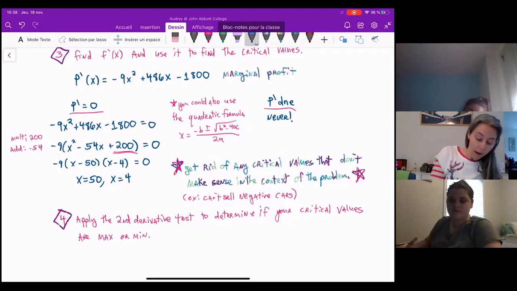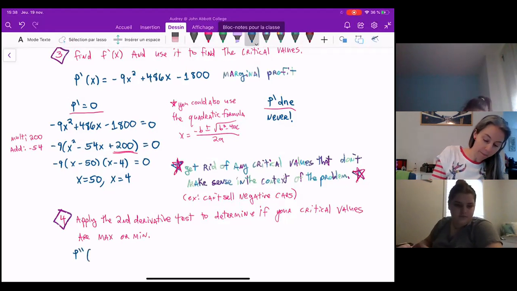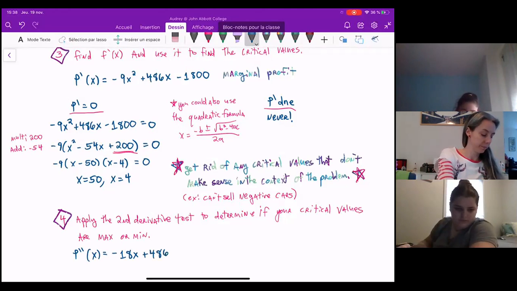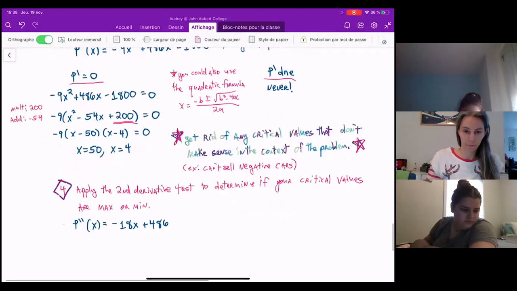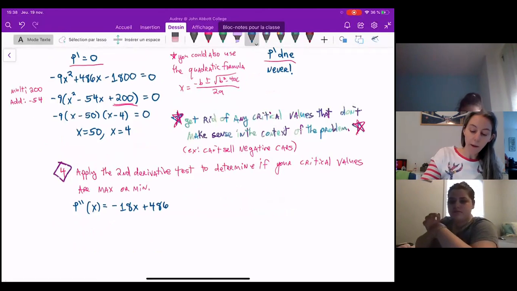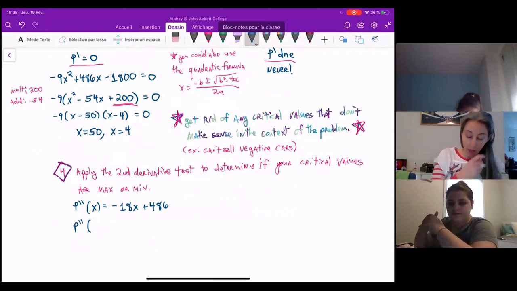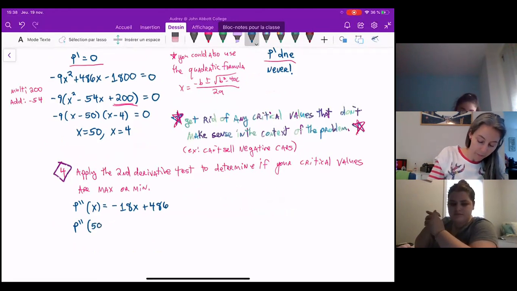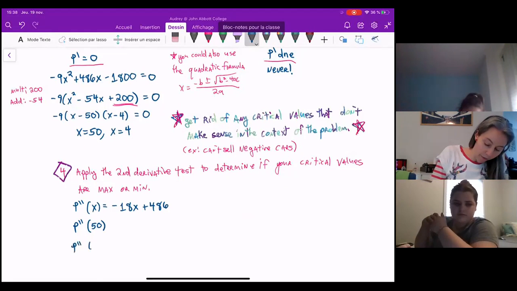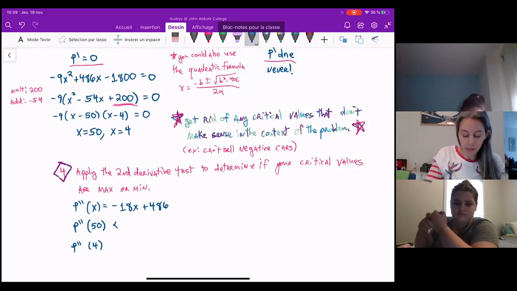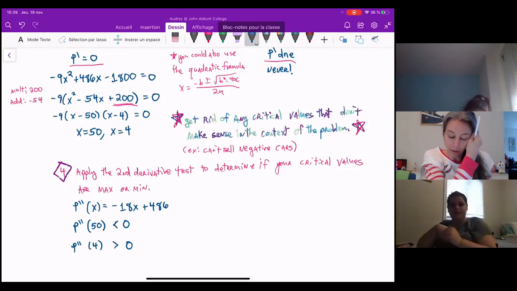Okay, so for my second derivative test, I need p double prime of x. So I end up with negative 18x plus 486. And so now I'm plugging my values in here. So into p double prime, I'm going to plug in 50, and I'm plugging in 4. And when I plug in 50, I get a negative value. And when I plug in 4, I get a positive value.